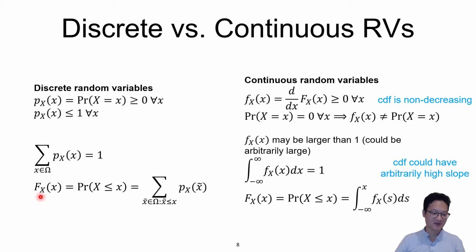And the cumulative distribution function, capital F, is just the probability that capital X is less than or equal to little x. So that's just summing the probability mass function for all the values less than this particular value indicated by little x. Then we use a different index, x tilde, to represent what we're summing over.